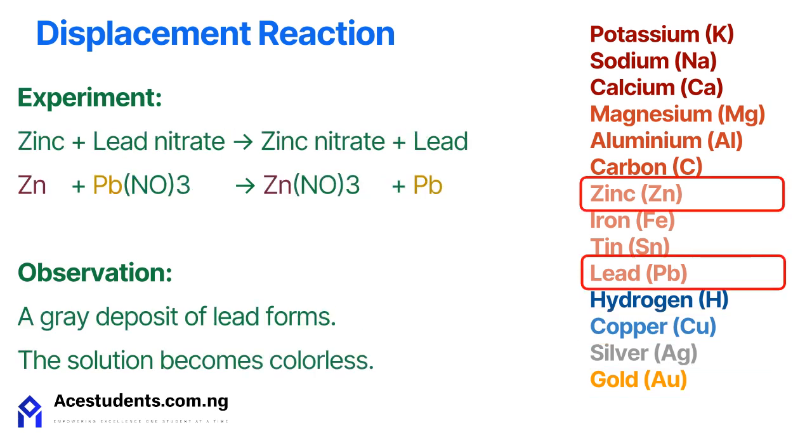Lastly, when zinc is added to a lead nitrate solution, a reaction takes place. Zinc is more reactive than lead, so it displaces lead from lead nitrate to form zinc nitrate and solid lead. You will observe gray lead forming on the zinc metal and the solution losing its color.